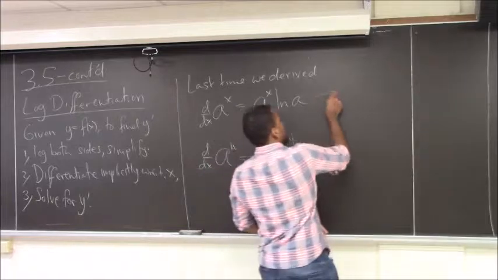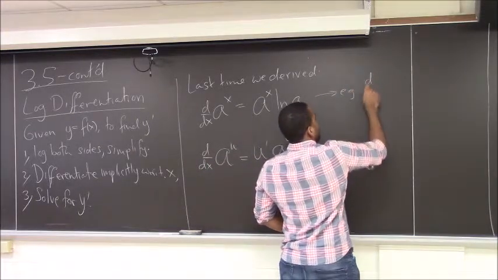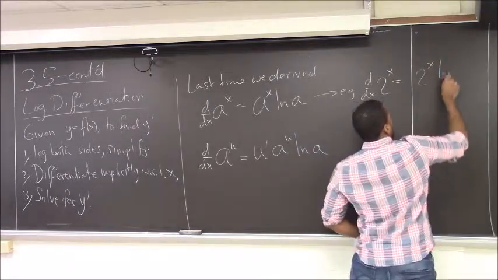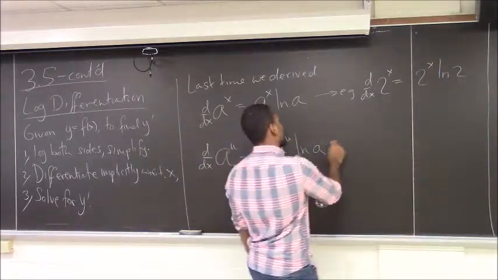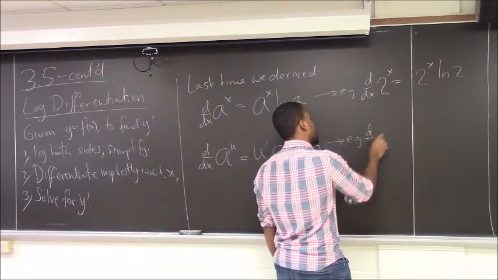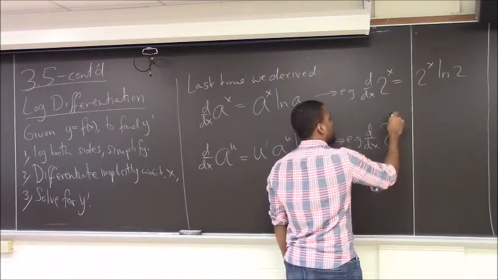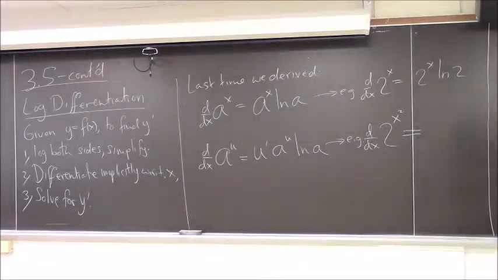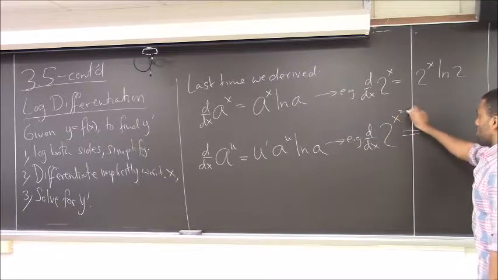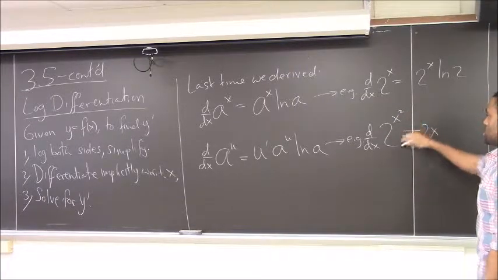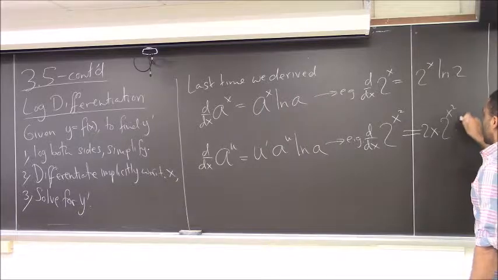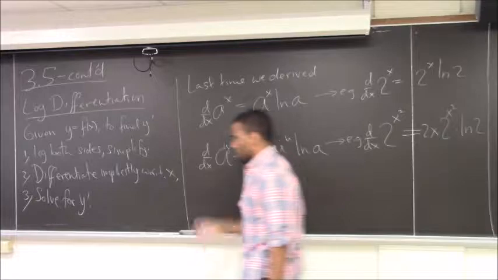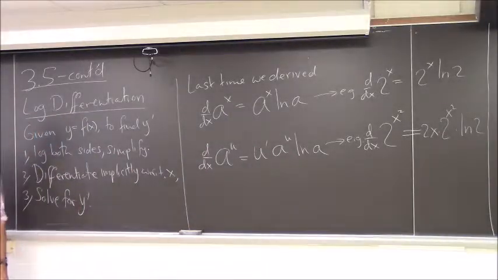So if I ask you to find the derivative of 2 to the x, the answer would be 2 to the x ln 2. Whereas an example of something that applies here is the derivative of, say, 2 to the x squared. So now it's not just an x. That would be equal to the derivative of x squared, which is 2x, times the original function, times ln of the base. Okay, so those are just some examples. We derived those last time using log differentiation.